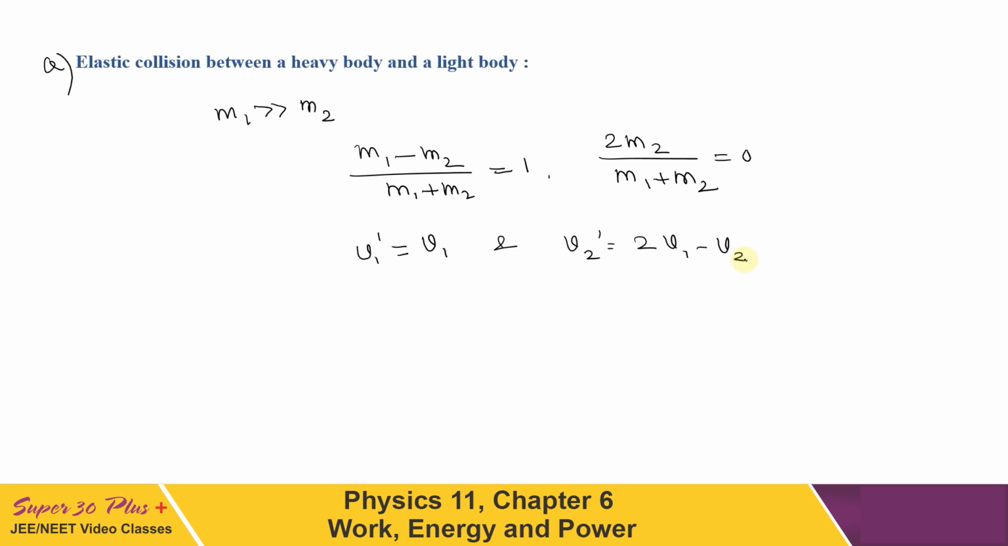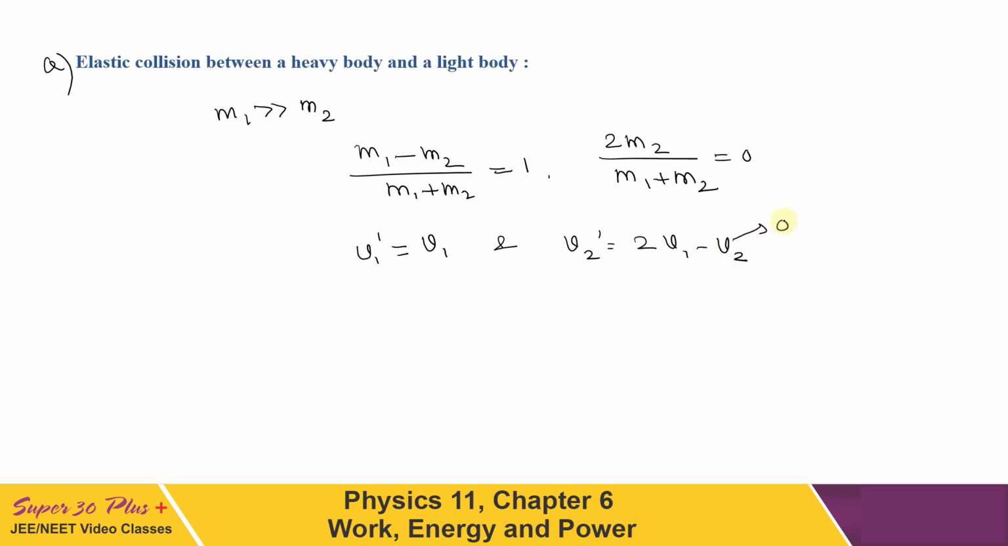So the heavier body continues to move with almost the same velocity, and if the lighter body was kept at rest, that is v2 is 0, then the lighter body after getting a push from the heavier body will fly away with a velocity double the velocity of the heavier body, if previously it was at rest, v2 was 0.